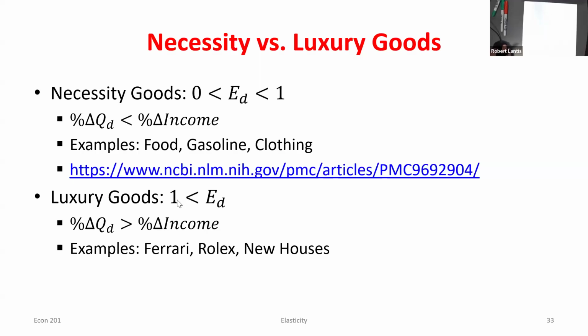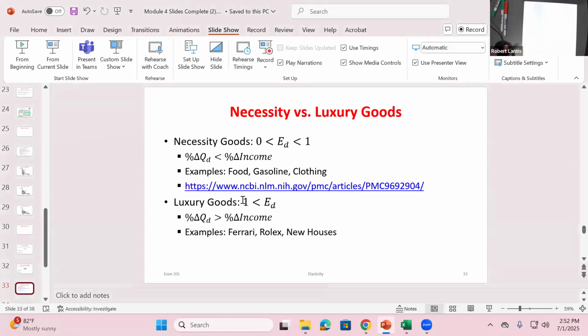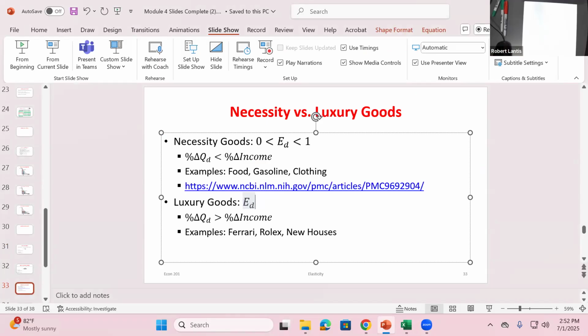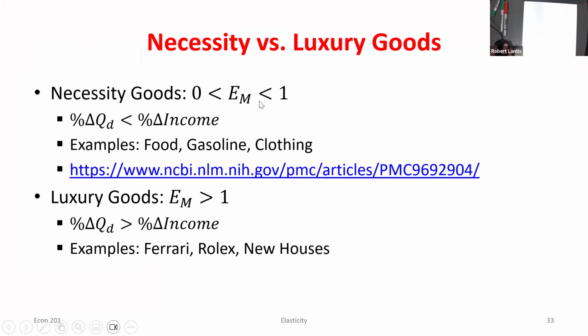I don't know why I wrote it out. That's a goofy way to write that. And here, I think, oh, yeah, there we go. Greater than 1, right? That makes a little bit more sense. And then here it's not demand. Now we're talking about income elasticity. So I'll change those slides on Canvas to make sure I'm keeping that notation consistent.